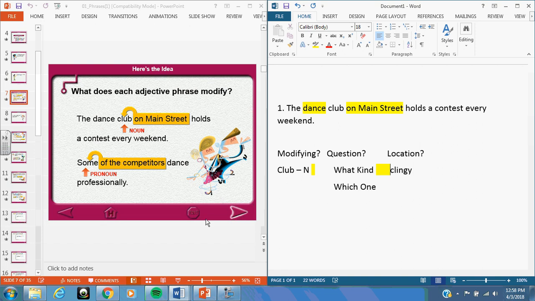Second sentence over here, some of the competitors dance professionally. Of the competitors is telling us what kind or which some do we have, modifying some, so it's a pronoun. And really when we get into phrases, the questions become a little blurrier in exactly what they're answering. So we have to also be able to rely on figuring out what it's modifying and its location as well. Those are definitely a better use of those two lines of questioning than when we're looking for single adjectives or adverbs.